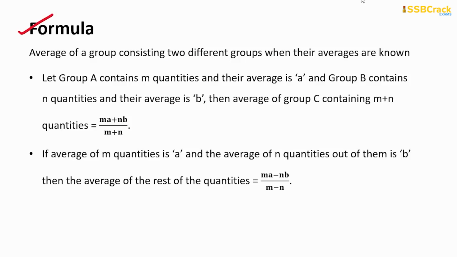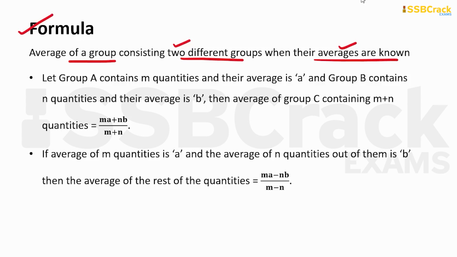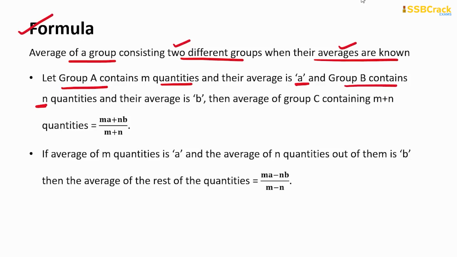Now coming to the next formula, it states the average of a group consisting of two different groups when their averages are known. In this case, we will be given the averages of two different groups, and we have to find the combined average of both groups, right? So here let group A contain m quantities and their average is A, and group B contain n quantities and their average is B. Then the average of group C containing m plus n quantities, that is, group C contains the quantities of group A plus group B, right?